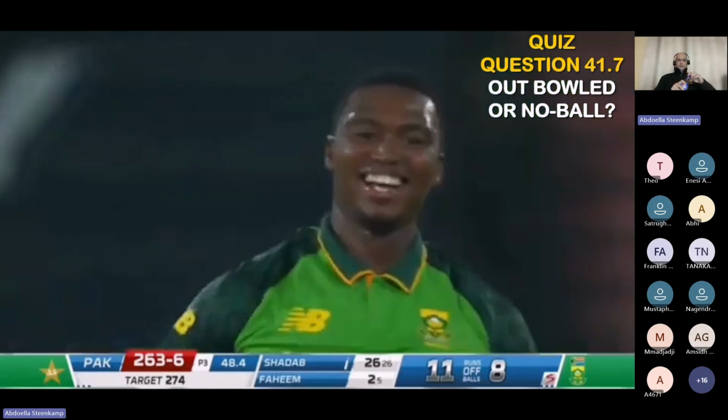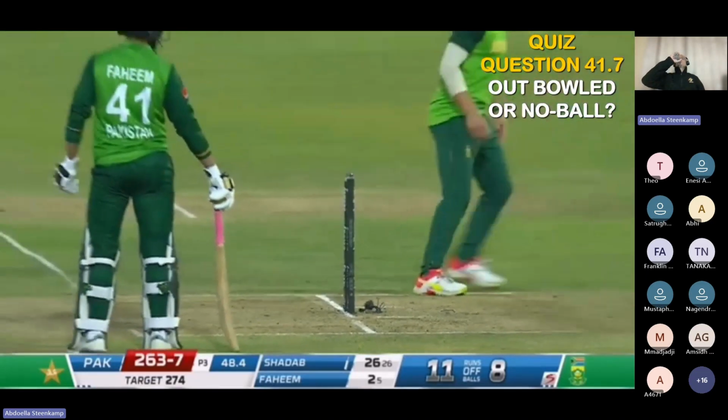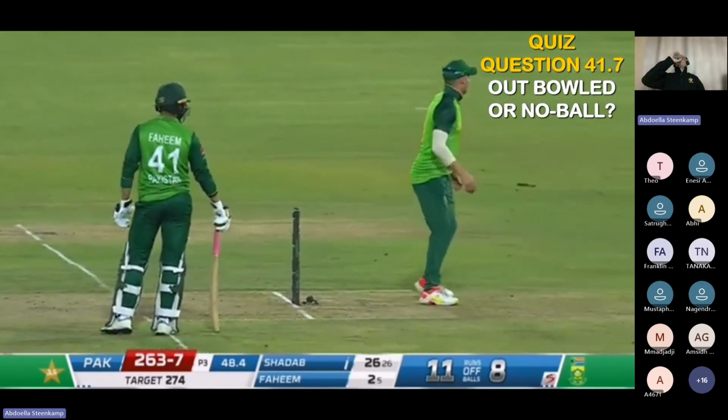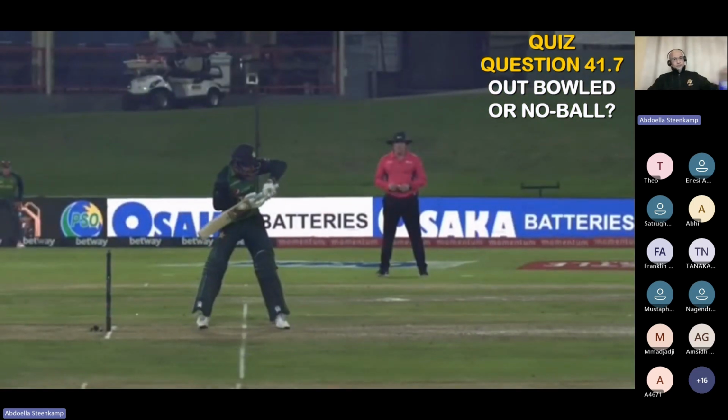Oh, bowled him. I wonder if it's a no ball. Well, we're going upstairs for this. We're going upstairs. This is over the waistline, yeah, and I think he's got a strong case.